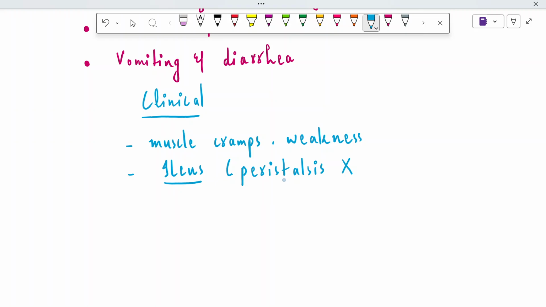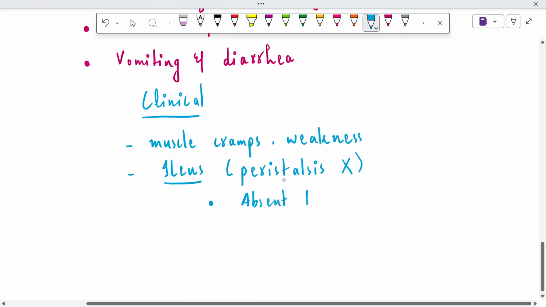And the feature of ileus is that there will be absent bowel sounds. Because physiologically there are approximately 3 bowel sounds per minute we can hear in the right iliac fossa.